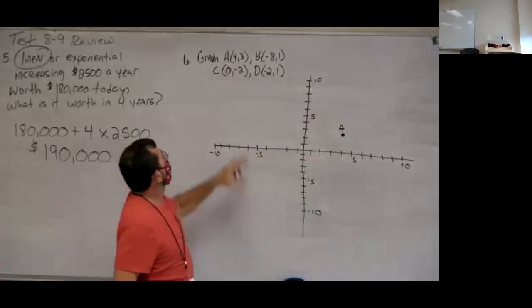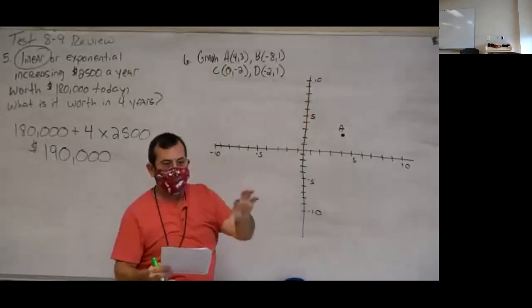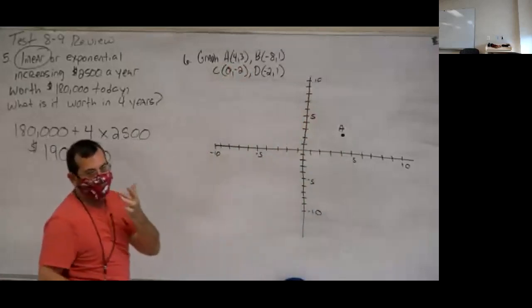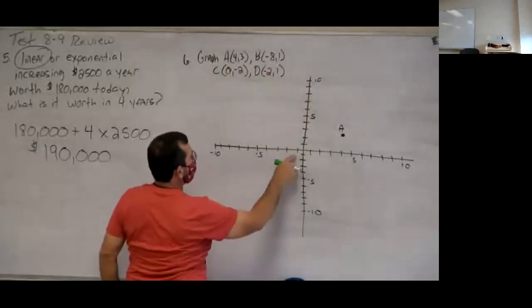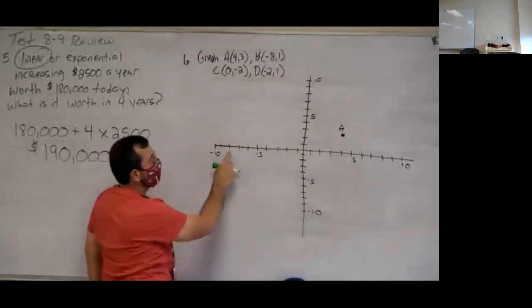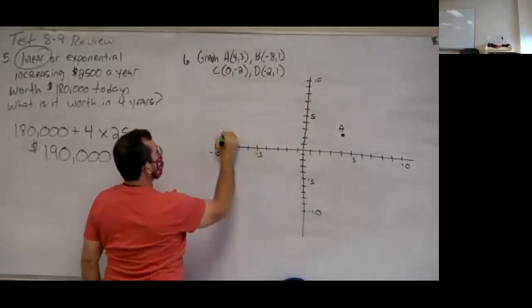And I'll tell you a trick. Once you plot A, they've got it in 4 different sections. There's only one right answer after that, you know? (-8, 1). Go 8 to the left, and then up 1. So that would be my B.